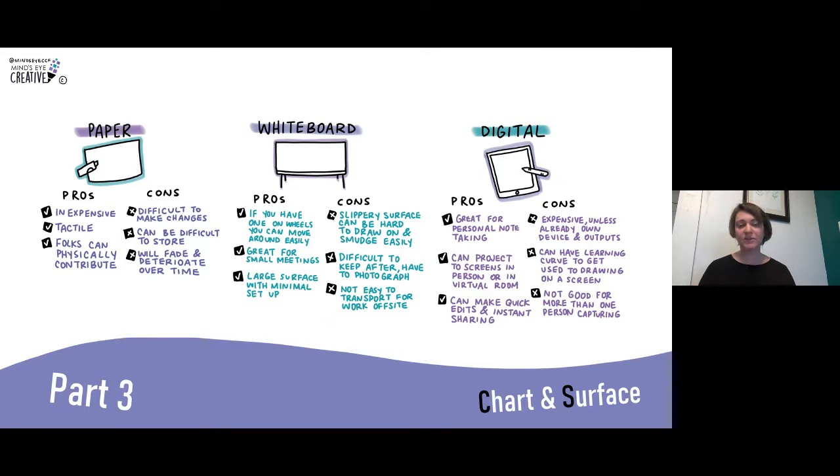So some cons: it's difficult to make changes. Even if you do take a picture of it and turn it into digital, you have to be able to do that afterward, which can be challenging. It's totally possible, just a little bit more difficult. It can be difficult to store if it's large, or the ink will fade over time. So it might not be ideal if you don't have the space for it. And like I said, it will fade and deteriorate over time.